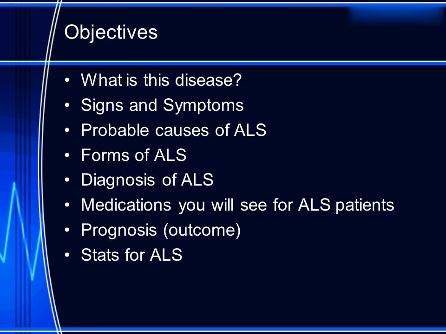Objectives: What is this disease? Signs and symptoms. Probable causes of ALS. Forms of ALS. Diagnosis of ALS. Medications you will see for ALS patients. Prognosis, outcome. Stats for ALS.